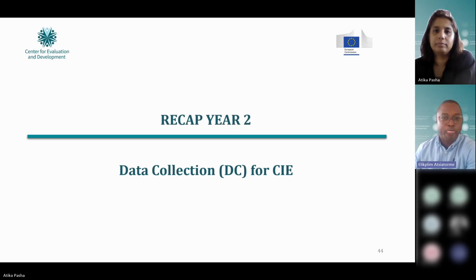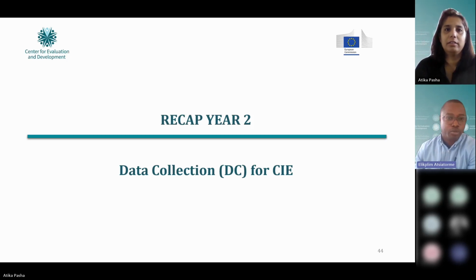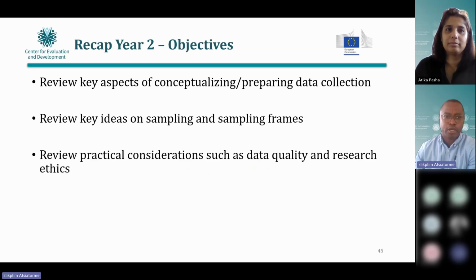For year 2, the main topic was data collection for counterfactual impact evaluation, and there are 3 key things that we focused on. We tried to review the different aspects of preparing for a data collection, mainly because we consider data collections as being central to counterfactual impact evaluations. So we spent some time trying to understand the different components of this process.